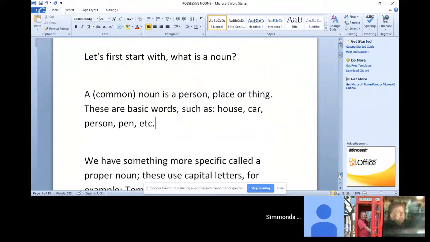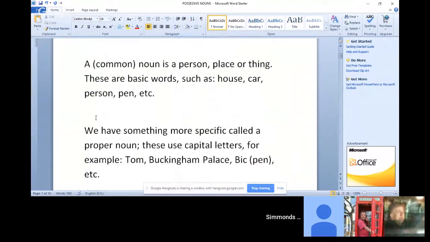So just one moment. For example, we have something more specific called a proper noun. These use capital letters. For example, Tom, Buckingham Palace, Bic for the pen. And this is where the city name would go. So if we say Austin, Texas, for example, it's more specific. Hong Kong, exactly. Any questions for now? Okay, so we have a common noun and a proper noun.